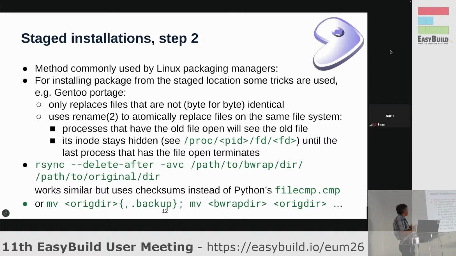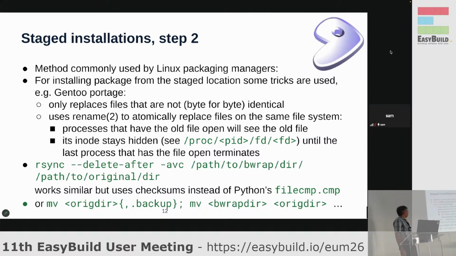For Gentoo, it is all written in Python. It uses something called filecmp.cmp, and it checks if the files are identical. If they're identical, you don't have to do anything. And if they're not identical, you use rename. It's a syscall, and it's a very nice syscall because if it's on the same file system, you move the file, and there is no time at which neither the old file nor the new file exists.